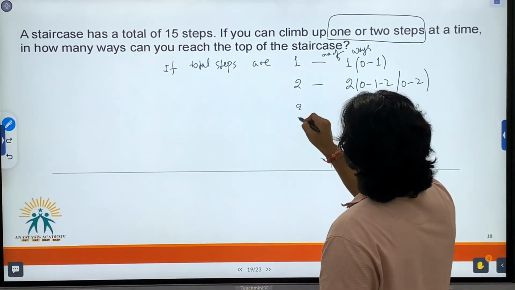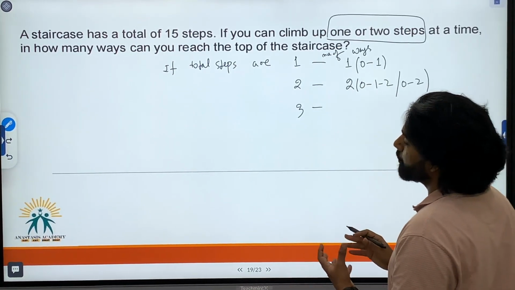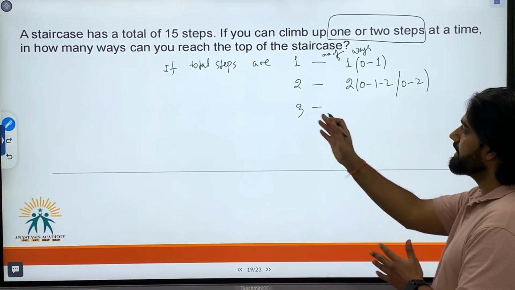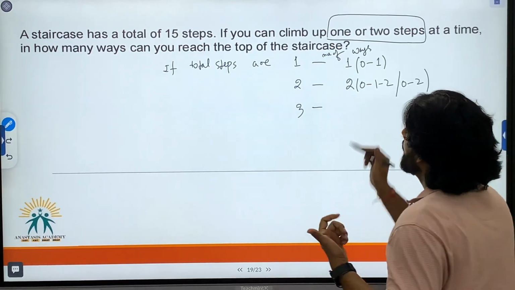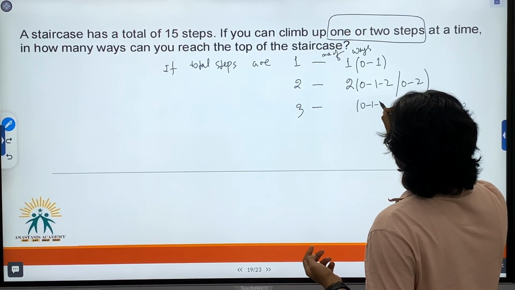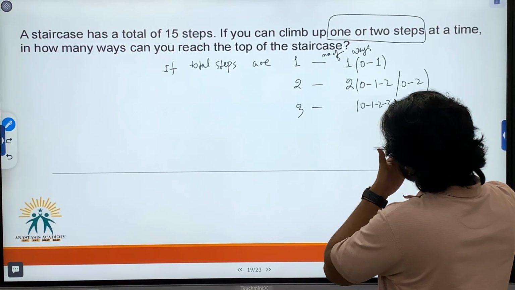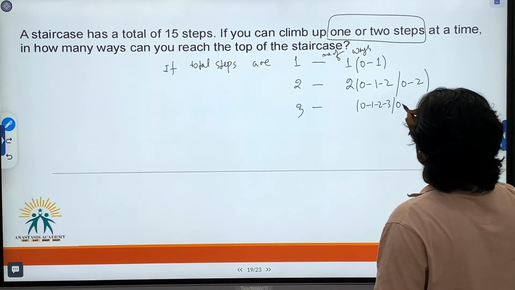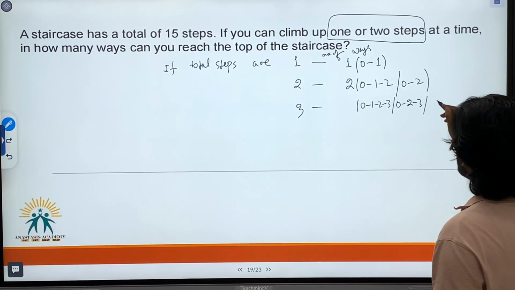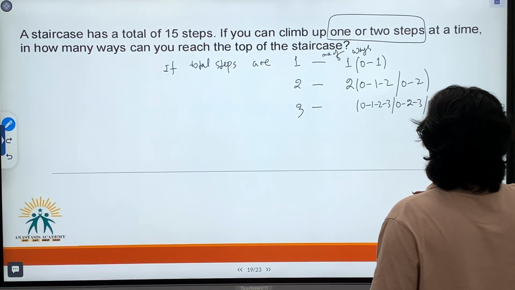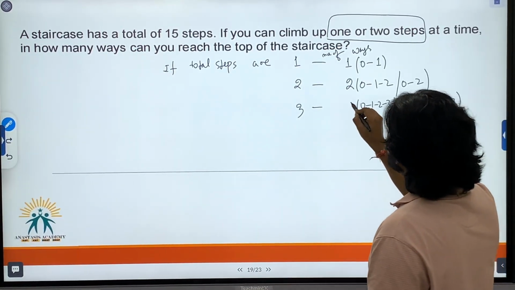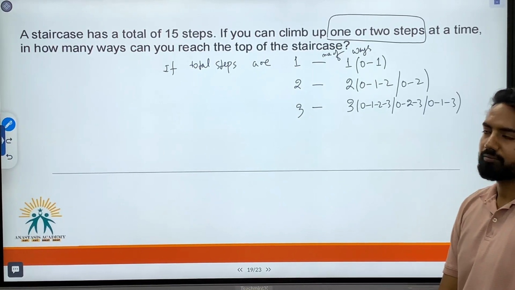If there are 3 steps, total 3 steps, so in how many ways can I reach these 3 steps, right? So first way is I can take this 0, 1, 2 and 3, right? One step each. I can go 0 to 2 and then 3, right? Or I can go from 0 to 1 and then 1 to 3, taking 2 steps. So there are 3 number of ways, right?